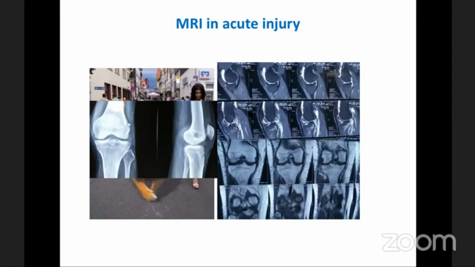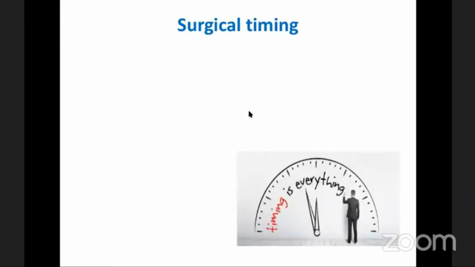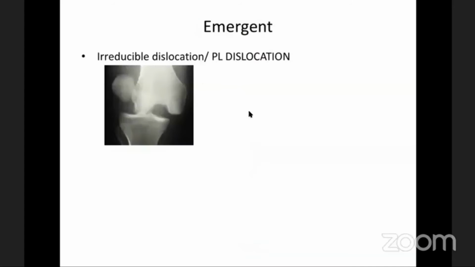So we can take the help of the C-arm in the OT to confirm the diagnosis by doing valgus stress, varus stress, posterior stress, anterior stress, all these. So all the diagnosis should be confirmed. About the surgical timing, some cases need very urgent treatment. In urgent treatment, those having arterial injury need to be repaired, compartment syndrome needs to be decompressed, and any open dislocation or irreducible dislocation.